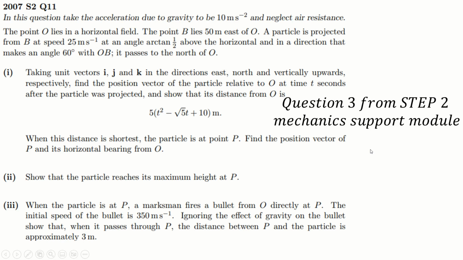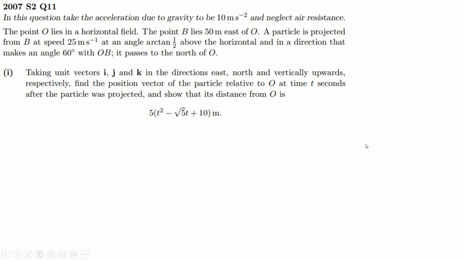Another Step 2 mechanics question, 2007, question number 11, which is also question 3 from the Step 2 mechanics support module. What we've got here is a point O that lies in a horizontal plane, B is 50 meters east of O, and a particle is projected at 25 meters per second at an angle of arctan (1/2) above the horizontal, in a direction 60 degrees with OB.